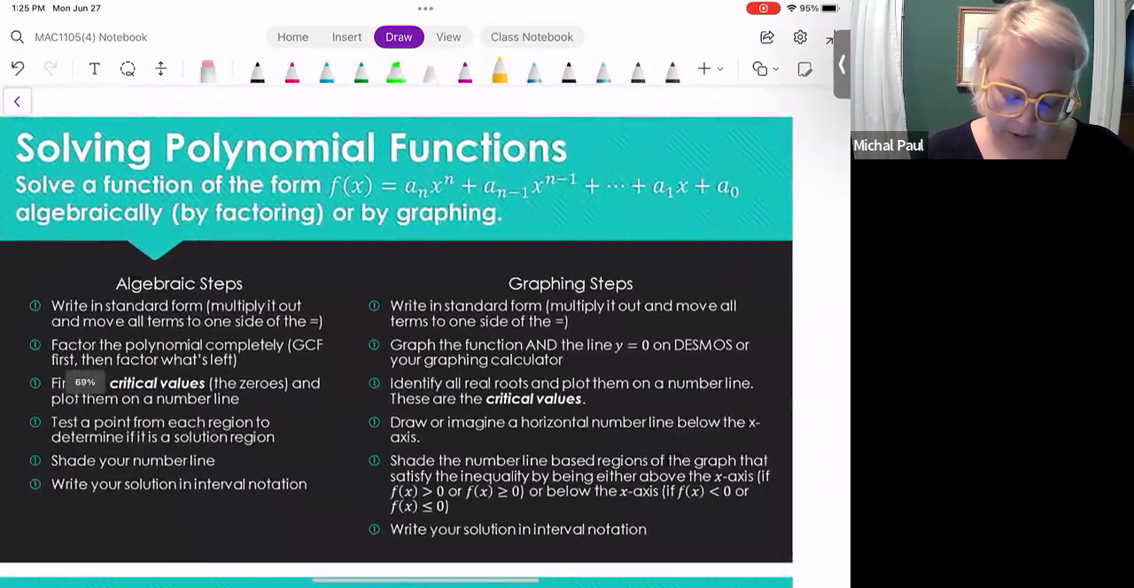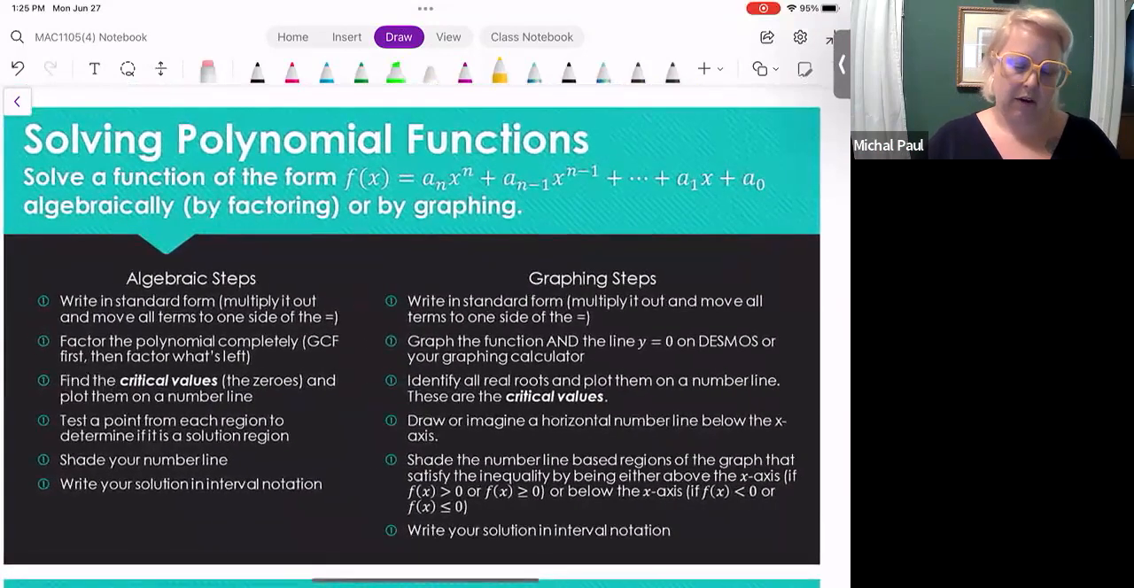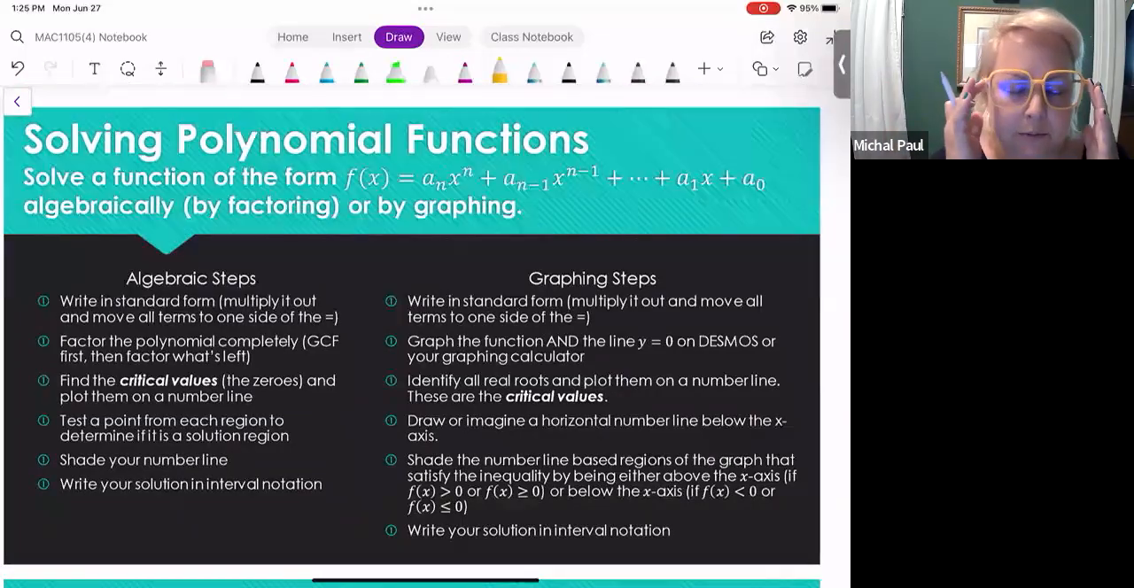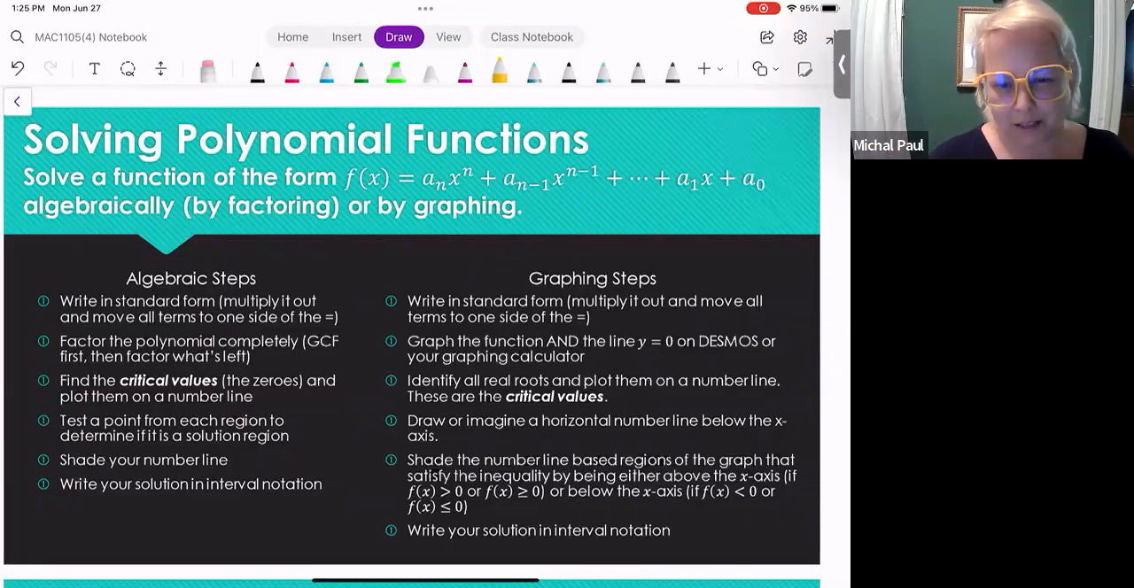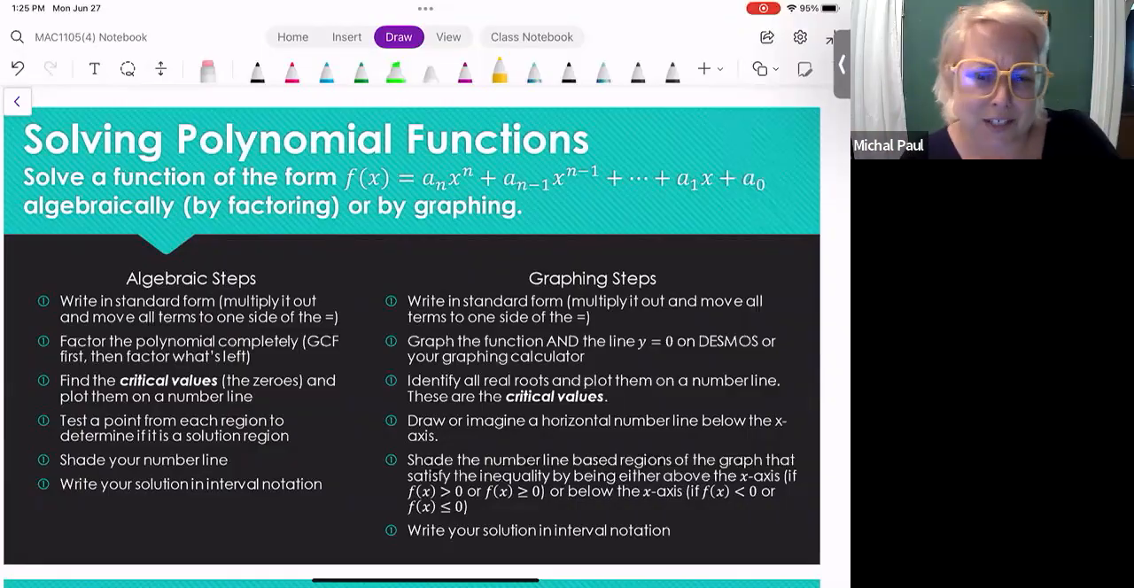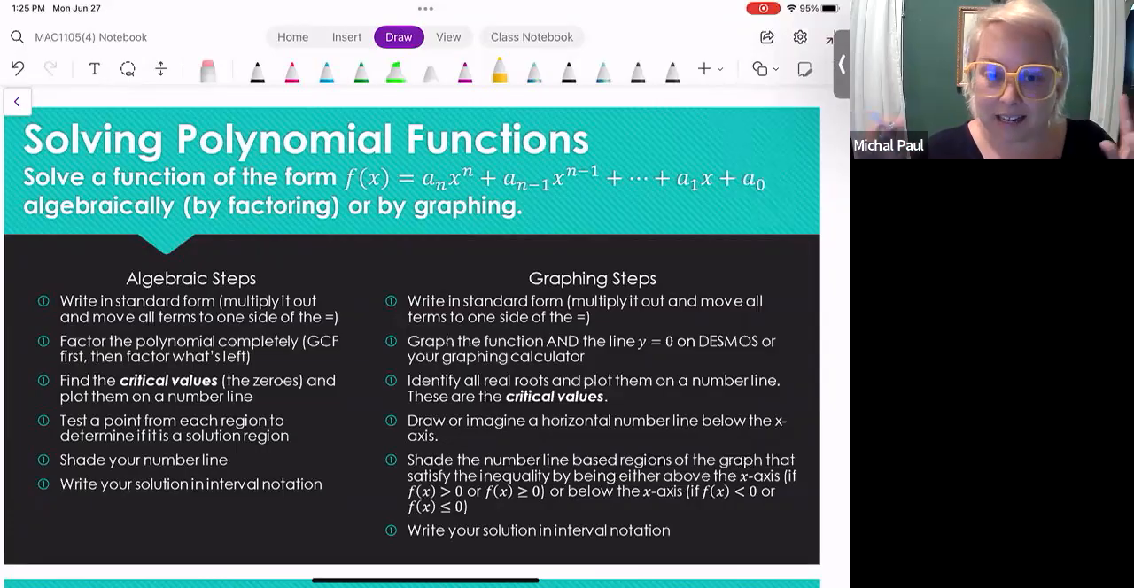When we're solving polynomial functions, what I need to do is write it in standard form. Assuming that you have some sort of equation where you have different things on each side, you want all your terms on one side and 0 on the other side. Maybe it starts off that way, but maybe it doesn't. In that case, the first thing you want to do is write it in standard form.